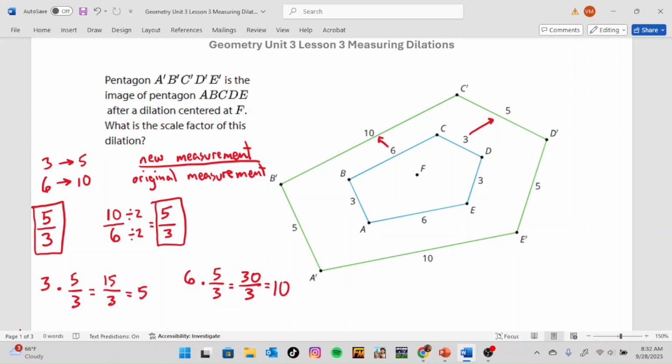So anytime you are trying to find the scale factor, simply take your new measurement and divide it by the original measurement. I hope this helps make sense of things for you.